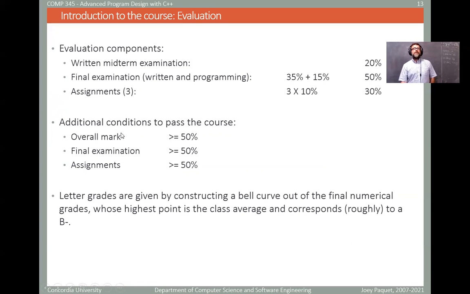Other conditions: you must have more than 50% on the combined written and programming final exam. So even if you have higher than 50% overall, you must have higher than 50% for the combined written and programming final examination. And you must also have above 50% for the assignments. The reason for this one is that I don't want people to only write the exams and not care about the assignments. Okay.